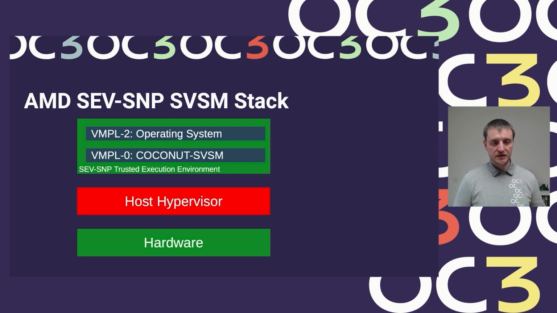So COCONUT-SVSM runs on the highest privilege level and can isolate itself from the operating system, so that the operating system has no access to any SVSM memory. And this way, all SVSM memory is secure from the untrusted hypervisor. It is encrypted in memory, integrity protected, and also protected from the operating system running within the trusted execution environment.